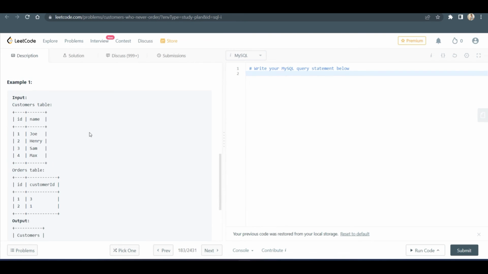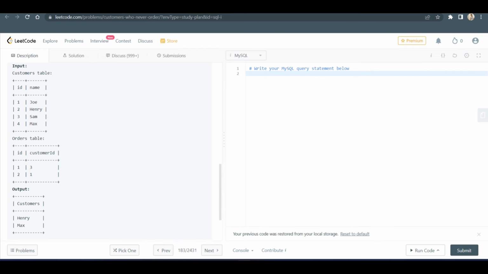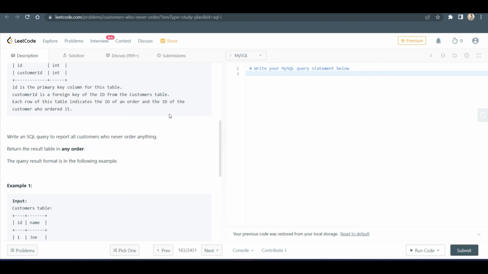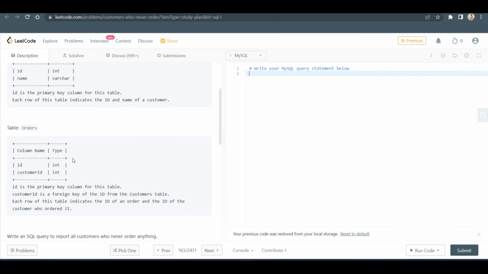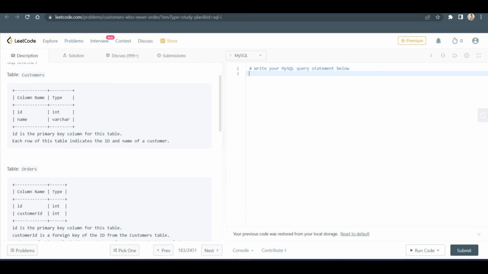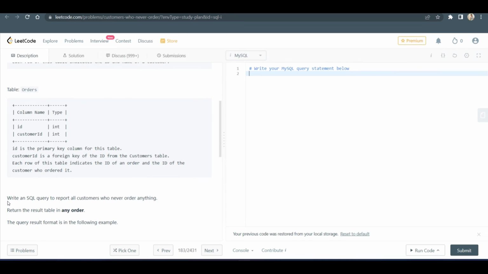Let's see the input and output table. So these are the customers and orders input tables, and the output table is here, which returns the customer names as the column customers. So first of all, we have to decide our approach. So the problem statement is a bit confusing. We have to write the query to find the name of the customers who never order anything. So in the orders table, their customer ID should not be present to satisfy this problem statement.